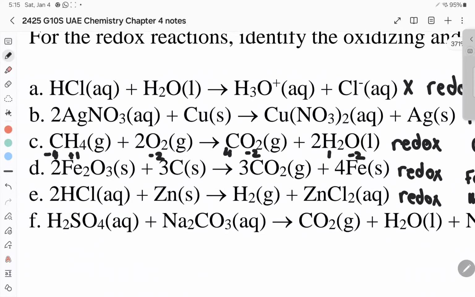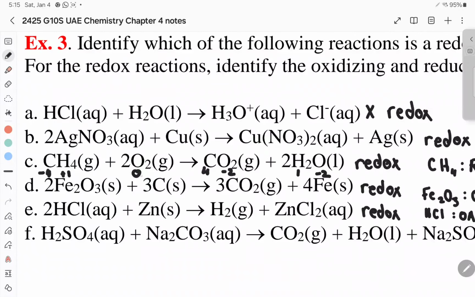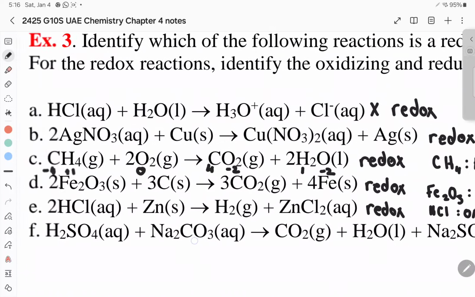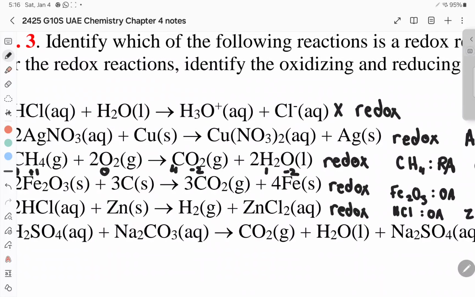Now, oh wait guys, I'm sorry, I made a mistake. O here is an element. I didn't realize, I saw something else beside it. O is an element, so it has a charge of 0. Since O is an element, it went from having a charge of 0 to -2. So it got reduced. It went from 0 to something smaller, so it's reduced, making it the oxidizing agent. Whereas CH4, C specifically, went from being -4 to being +4, so it became bigger, making it the reducing agent.